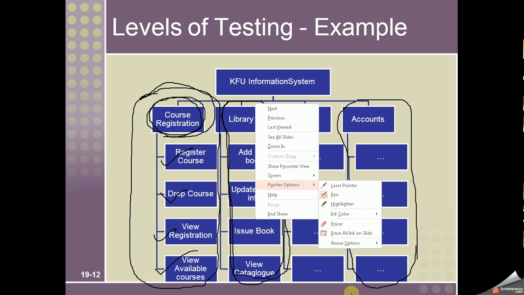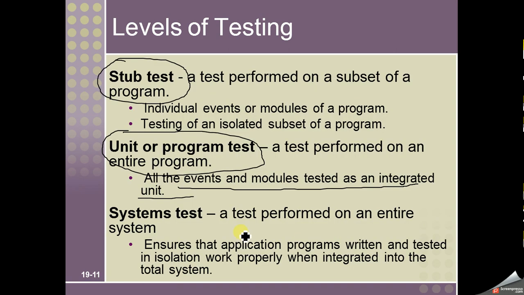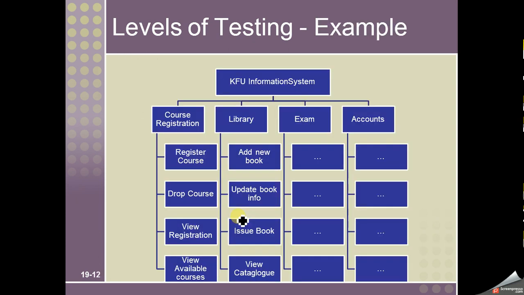And the last one, as we saw in the previous slide, the system test, it is a test performed on an entire system. Now, all these subsystems also have a relationship with each other. Like exam will have some link with the course registration system. Similarly, accounts may have a link with library or labs or HR or employees and so on and so forth, right? So all these subsystems also have some relationship between each other.